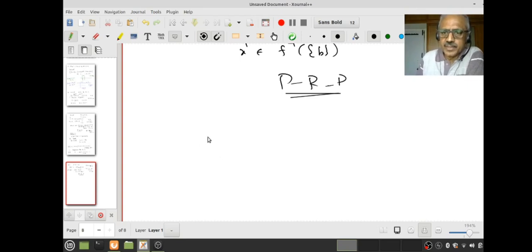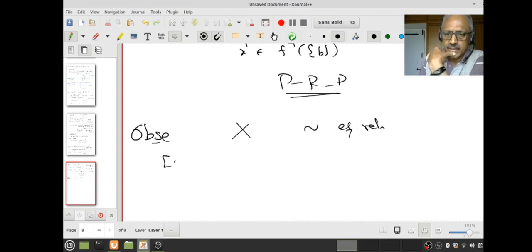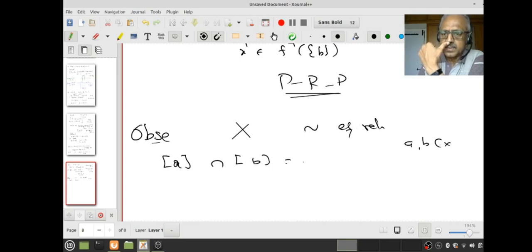So we are defining equivalence classes. The first observation one makes is, suppose X is a set with an equivalence relation. Then you give me the equivalence class of A and the equivalence class of B, where A and B are in X. Then either they are disjoint or they are equal.